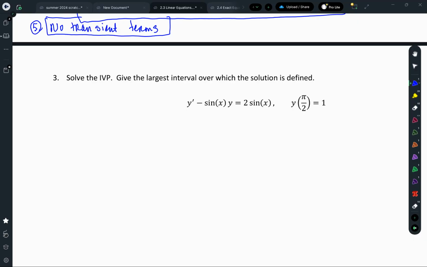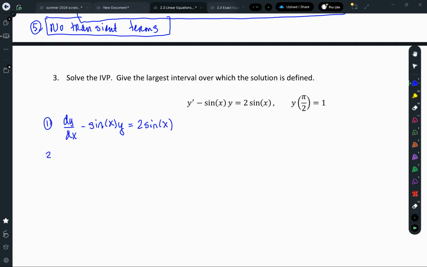Okay, so first step is still the same. We need to get things in standard form. But if we look at this, we have y prime minus sine of x times y equals 2 sine of x. My y prime is already totally isolated. So the only thing I would do is just rewrite it as dy dx so that I can focus on those differentials there. So dy dx minus sine of x y is equal to 2 sine of x.